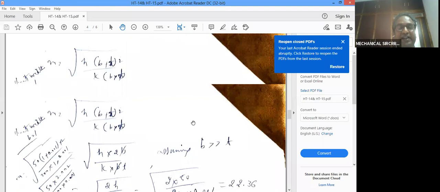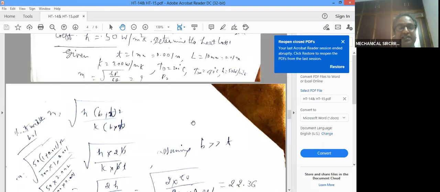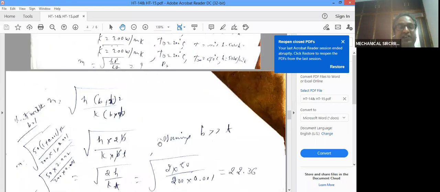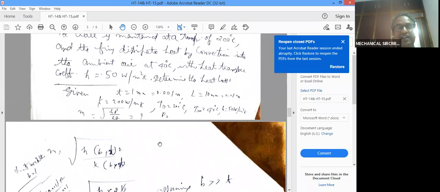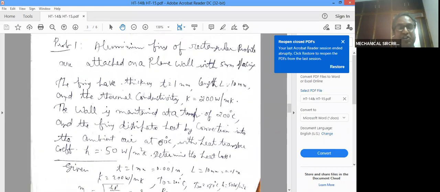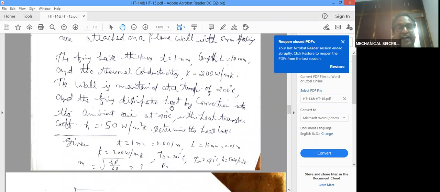You have to write like this: if nothing is mentioned in the problem, write, assuming the fin is insulated at the end. After writing that I assumed the fin is insulated at the end, you have to solve the problem. That's all. By solving a number of problems, you will be in a position to analyze whether it comes under a lengthy fin, an insulated fin or a short fin.